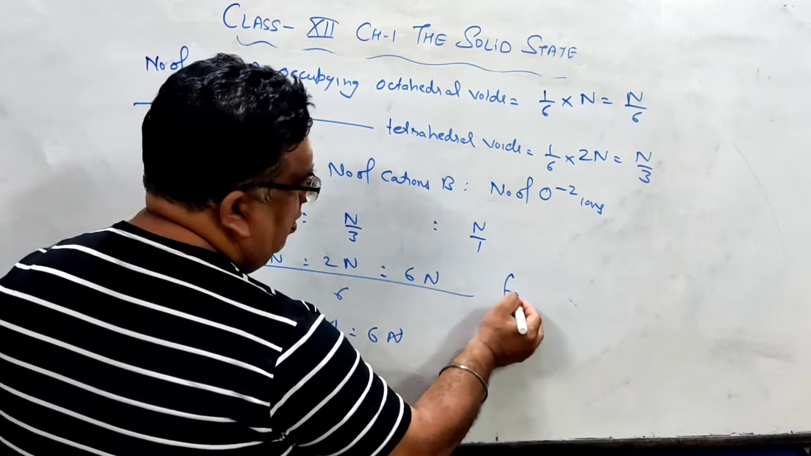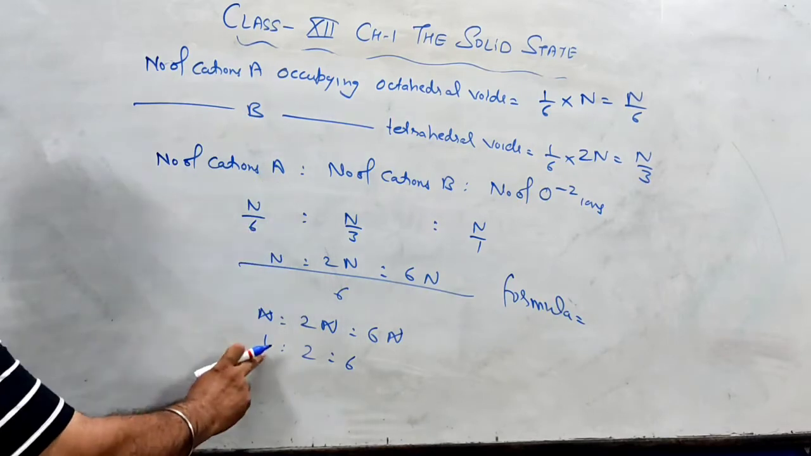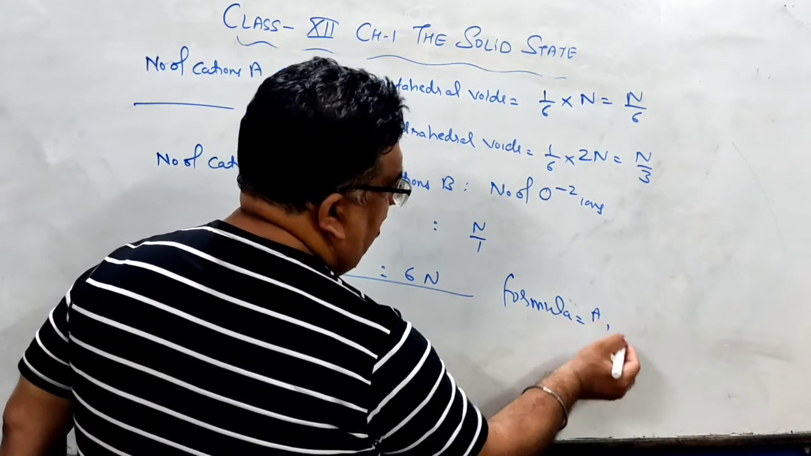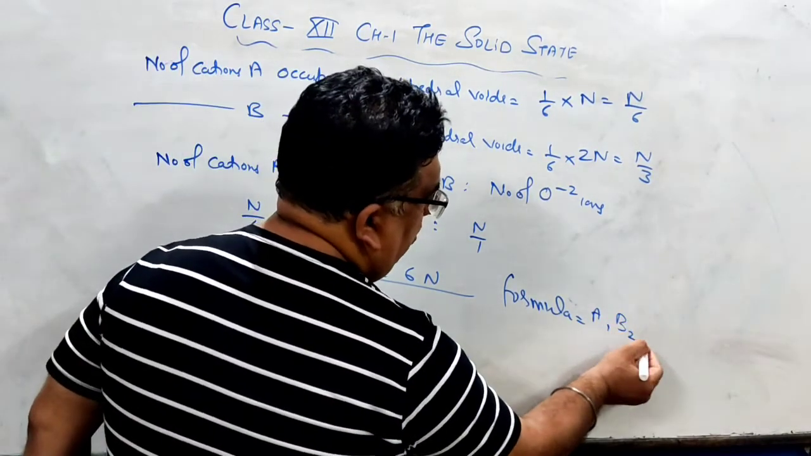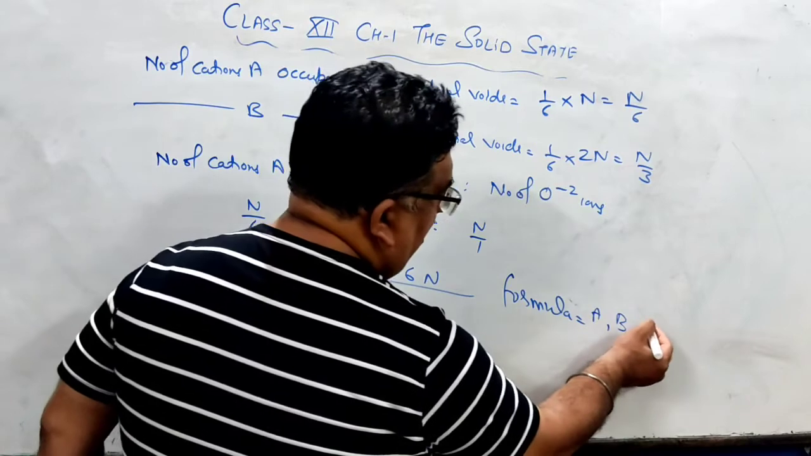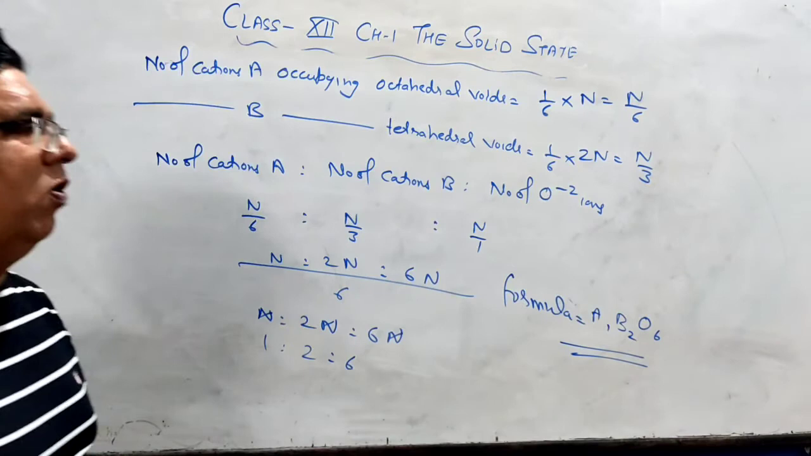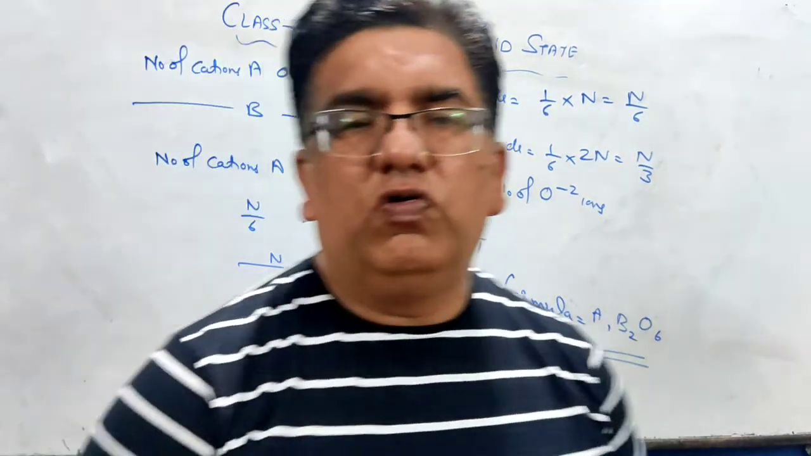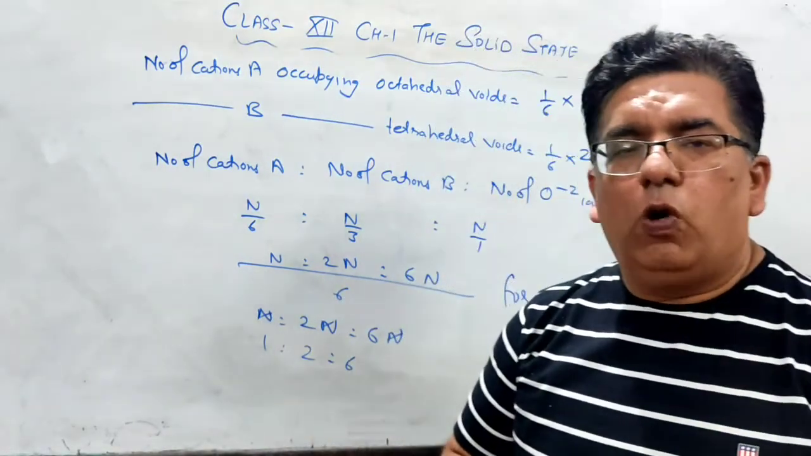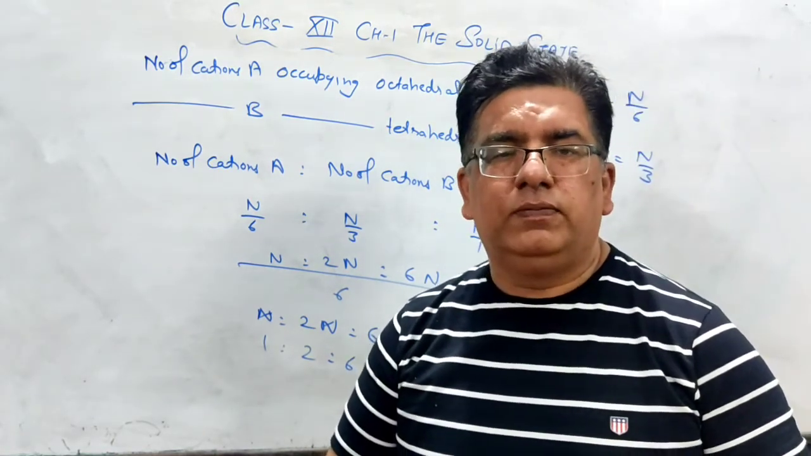So the formula is: first cation is A, नीचे क्या आएगा 1, A1. Second is B, नीचे क्या आएगा 2, सबस्क्रिप्ट में 2, B2. और बाद में क्या है O, चार्ज नहीं लिखना है, O, और ये है 6. तो A1B2O6. This is the formula of ionic compound. So this is all about formula finding on the basis of occupancy of voids by constant particles or by ions.